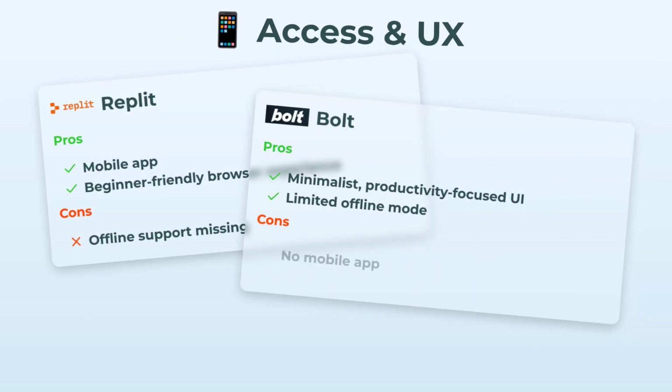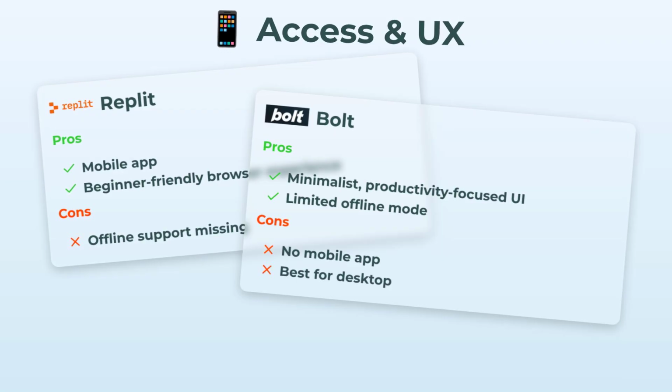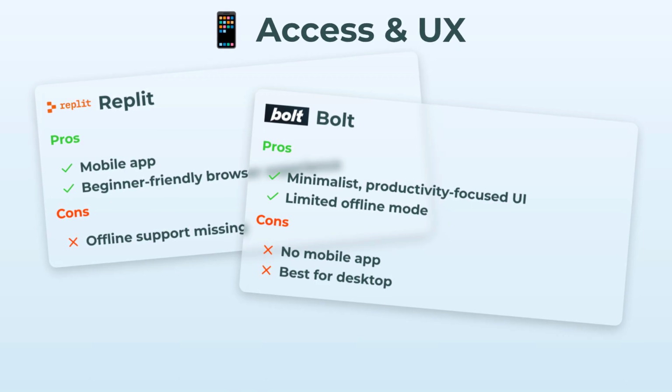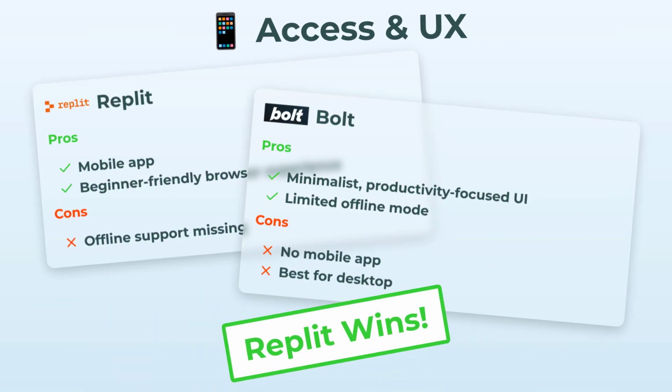Now Bolt is super minimalist, feels crazy fast, but it's built for desktop and their offline mode is a bit limited. There's no mobile option, so really, if flexibility and beginner access matter, Replit easily takes this category.